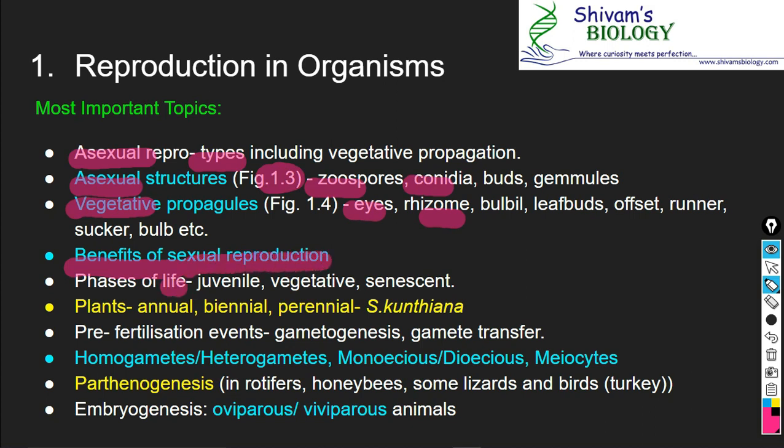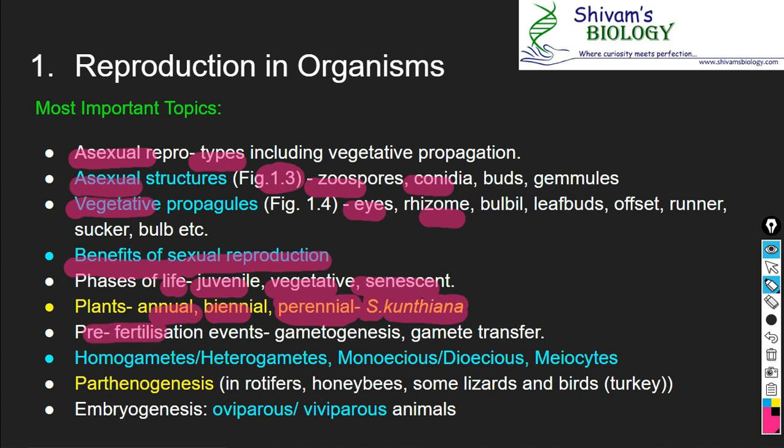Phases of life like juvenile phase, vegetative phase, senescent phase. Various types of plants like annual plants, biennial plants, perennial plants. And here in the perennial plant, an example given in your NCERT textbook, that is Strobilanthes kunthiana, is very important. It is the Neelakuranji flower.